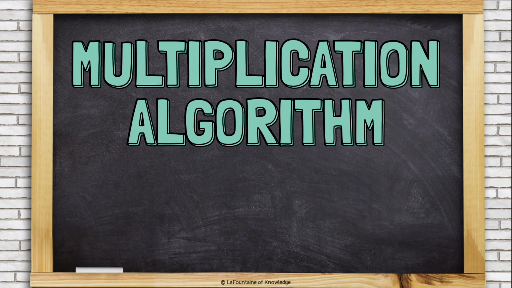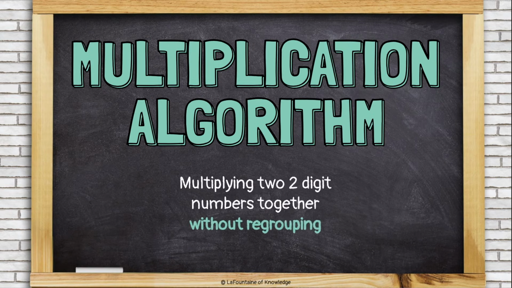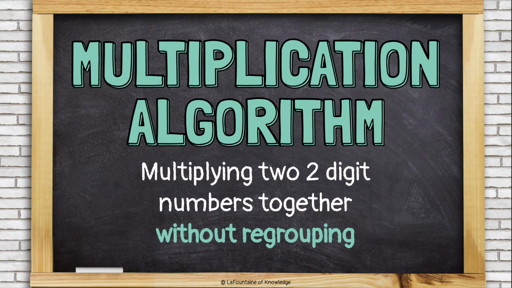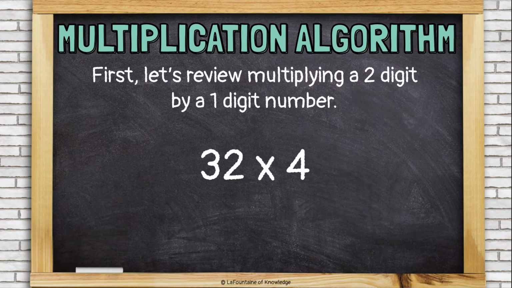Multiplication using the algorithm. In this lesson, we're going to learn how to multiply two-digit numbers together. And starting out, we're just going to look at it without regrouping. First, let's review how to multiply a two-digit number times a one-digit number.